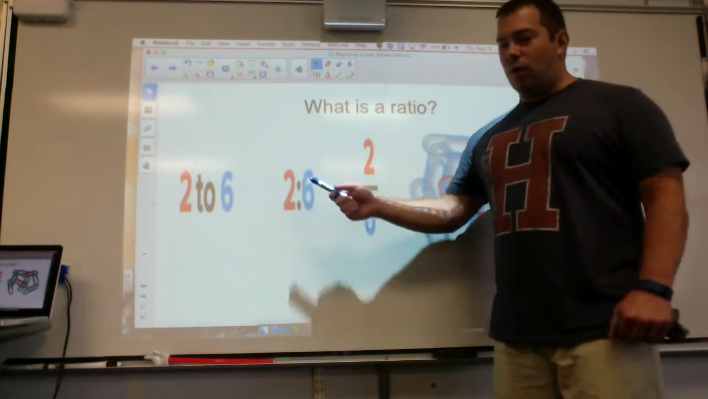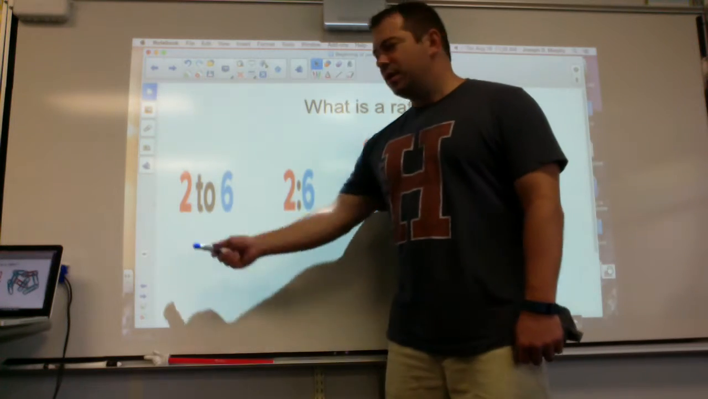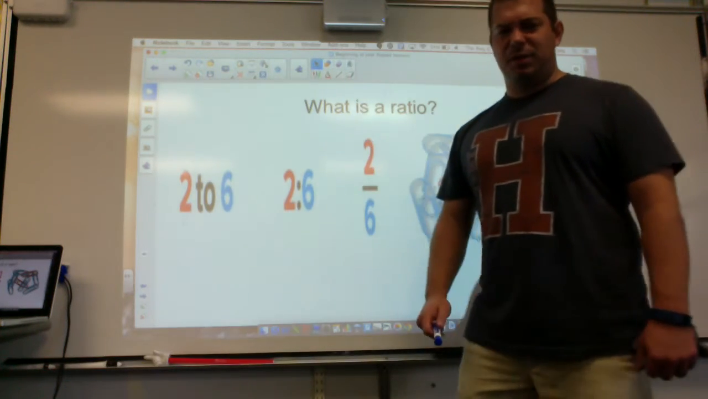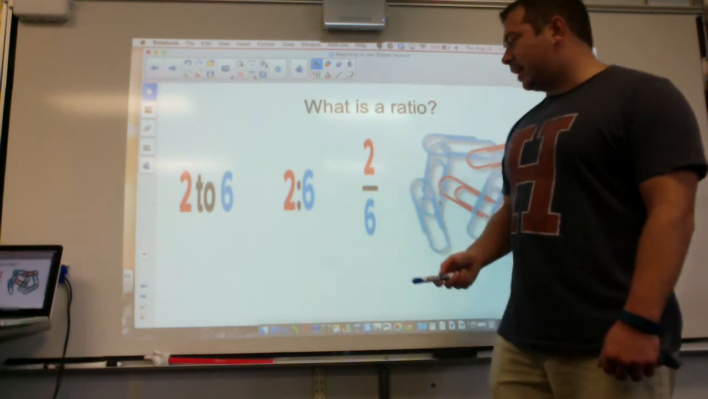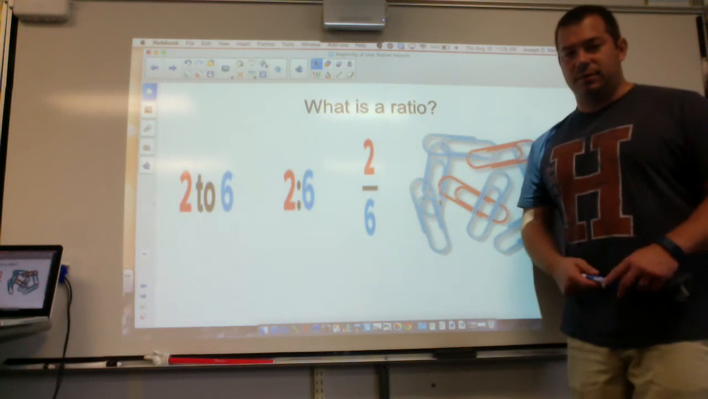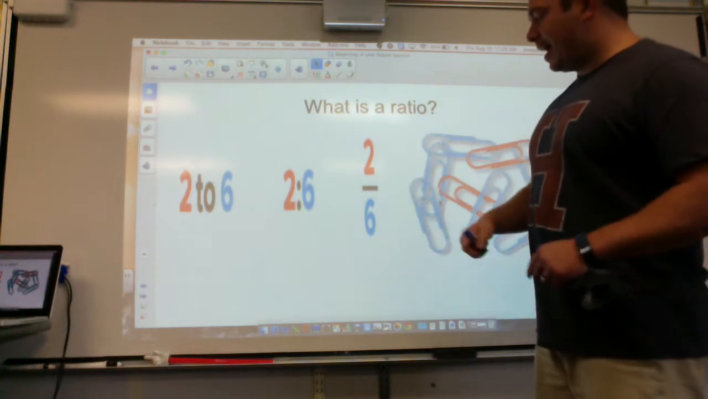Or I could use my colons. Or sorry, I said 2 to 2. 2 to 6. 2 to 6, that sounds weird. This one's 2 to 6, and this is also 2 to 6. For every 2 red, I have 6 blue.